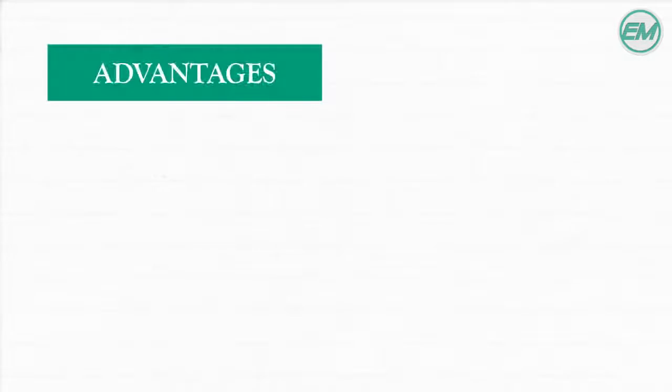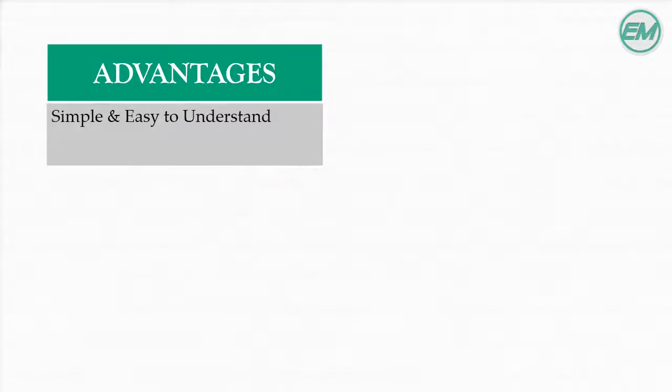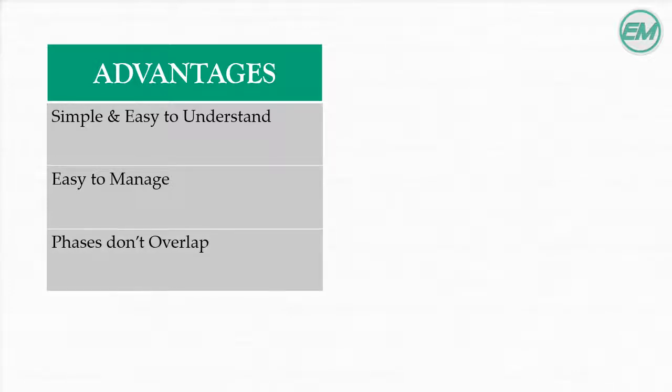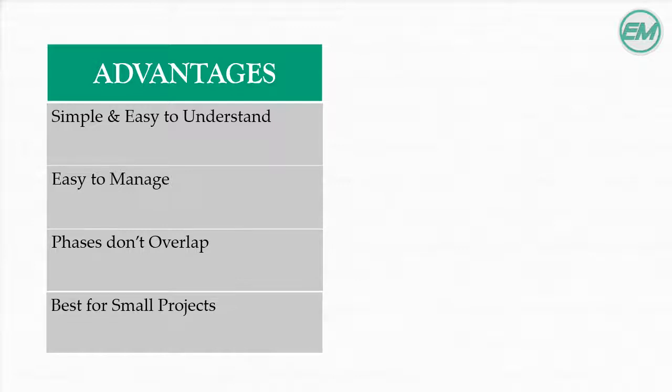Now let's have a look at some of the advantages and disadvantages of the Waterfall model. The advantages are quite clear from our discussions till now. The Waterfall model is simple and easy to understand and use. It is easy to manage due to the rigidity of the model. Each phase has specific deliverables and a review process. The phases are processed and completed one by one. The phases do not overlap. Hence, there is no ambiguity during the development process. The Waterfall model works well for smaller projects where requirements are very well understood.